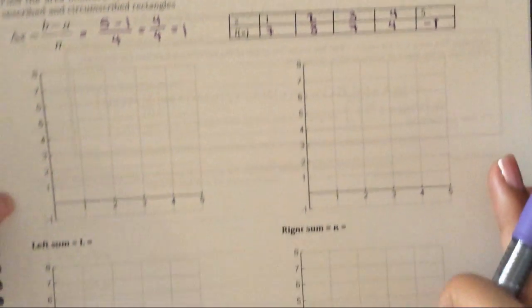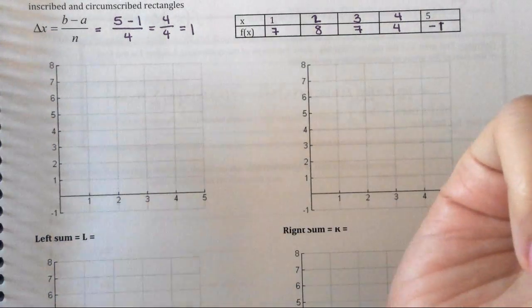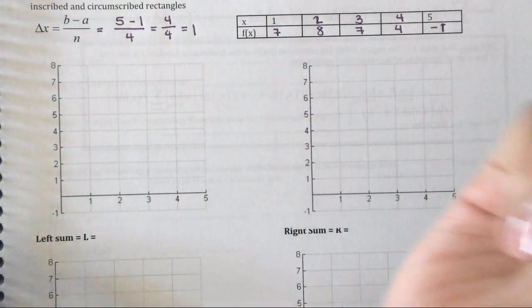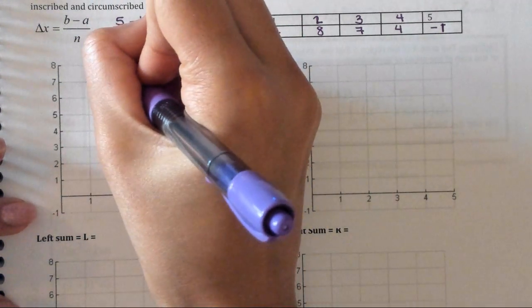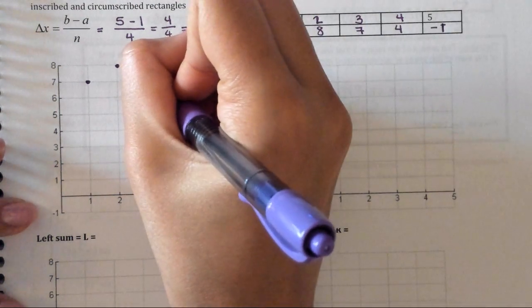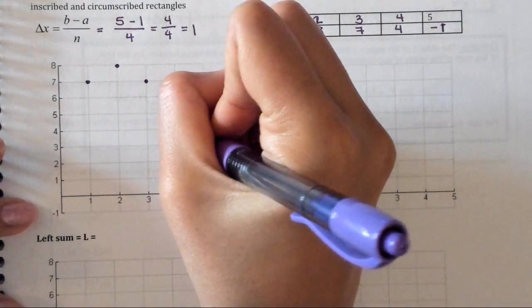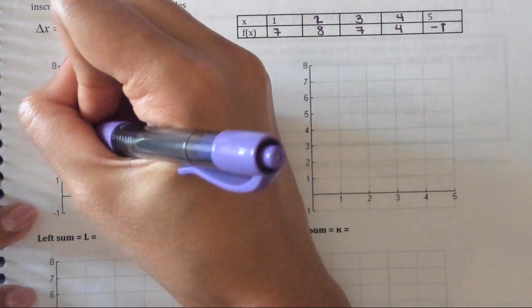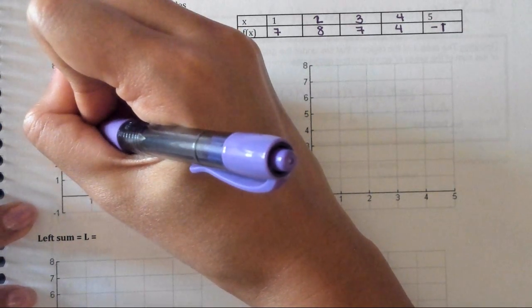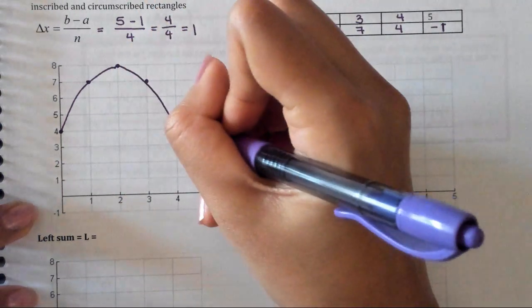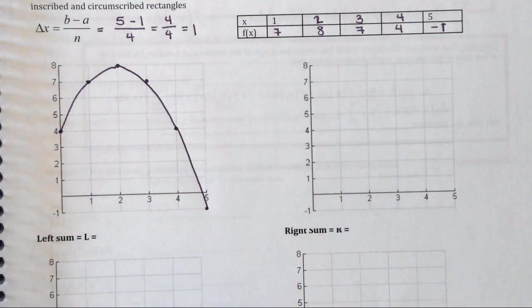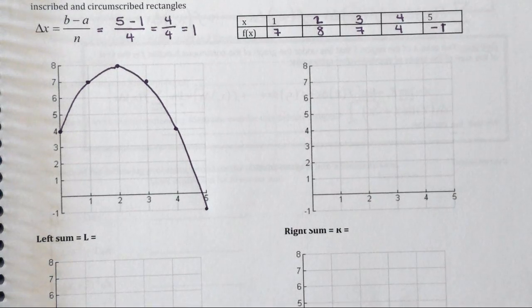So what we're going to do for the left sum is draw rectangles starting from the left and moving right. Let's plot these points first. 1, 7, 2, 8, 3, 7, 4, 4, 5, negative 1. And then if I plug 0 in, I'm going to get 4, so we'll just plot that anyways. So here's our graph.